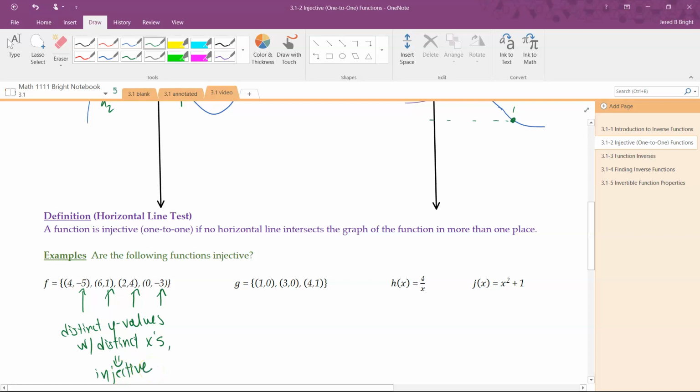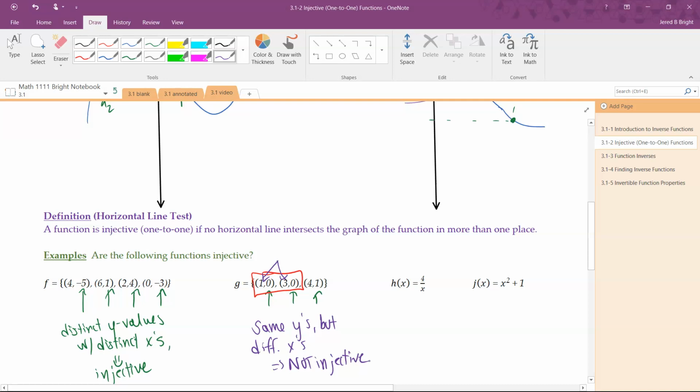When I look at G, I look at the y values, and I notice that these first two have the same y value, right? Then when I do that, the x's are different, right? So the condition for injective is that if you have the same y's, the x's need to be the same, but here we have different x's. So then that implies it's not injective or one-to-one.